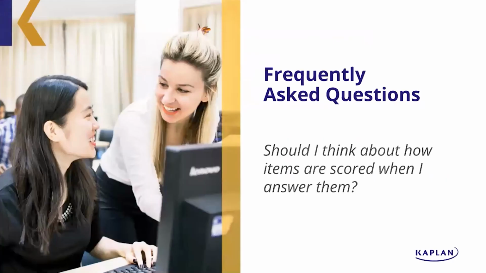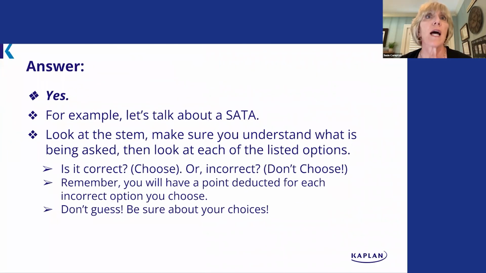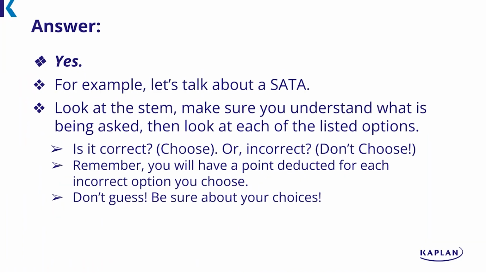You may wonder if you need to concentrate on how all of these items are scored when you answer your questions. The answer is yes, it does make a difference. For example, let's talk about a SATA. You've seen this question type before, and you know that a SATA is basically like several true-false questions. You look at each option and see if it could be a correct answer. For example, is this a true statement for the nurse to make? Is this a false statement for the nurse to make?